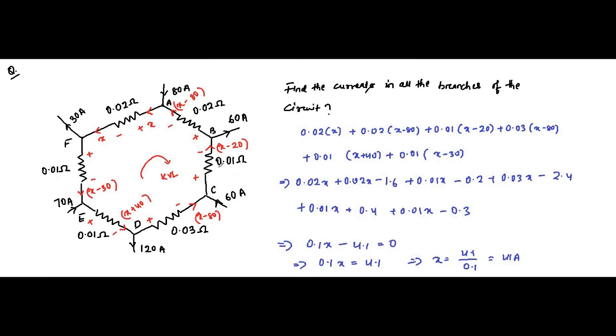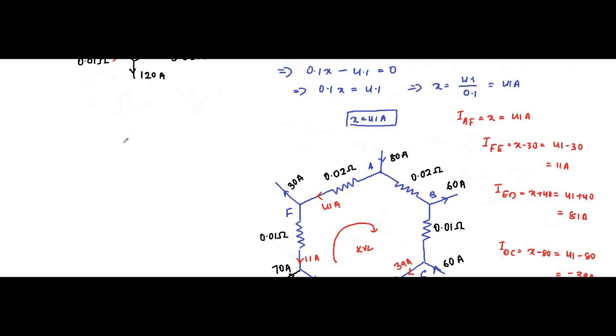Then the current CB is X minus 20. ICB is X minus 20, so that will be 41 minus 20, which is equal to 21 ampere. So this is 21 ampere. ICB is equal to 21 ampere.